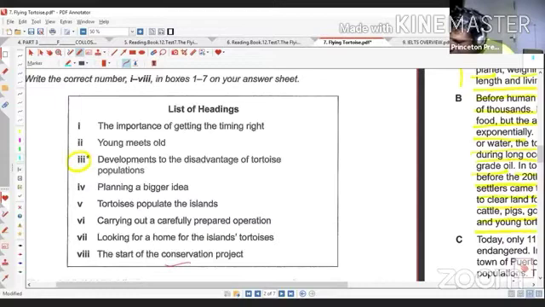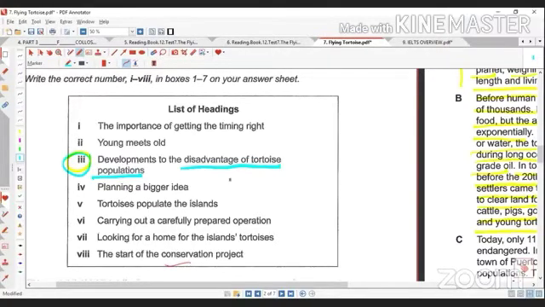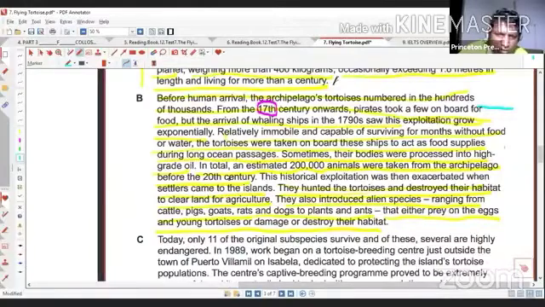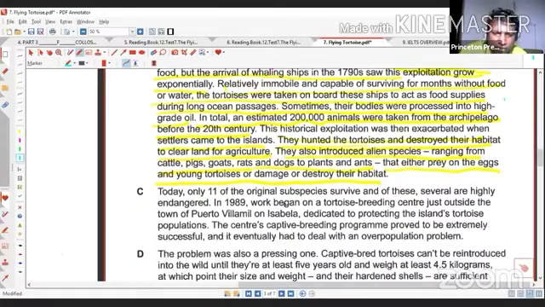Development to the disadvantage of those developments. You know what the developments are? Yes, they killed them. They used them as food. They used them to get oil and destroyed their habitat, agriculture, everything. So the number decreased. Fine. Okay. Then what about the next one?